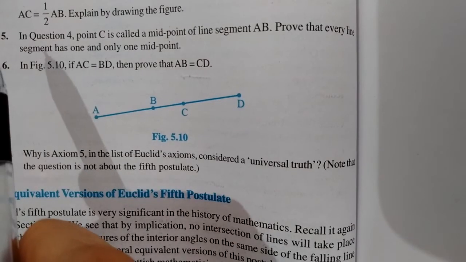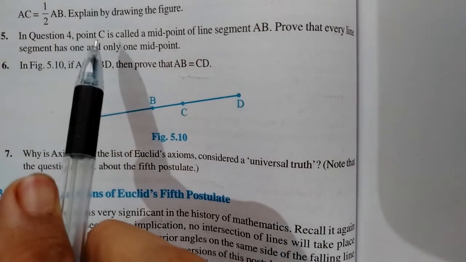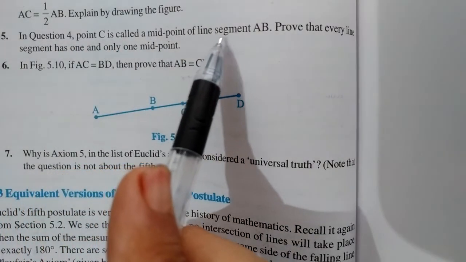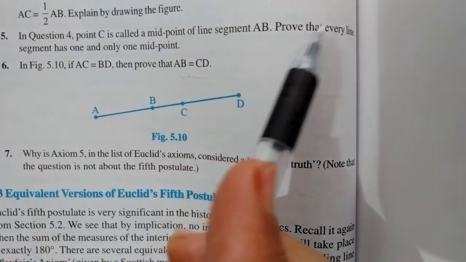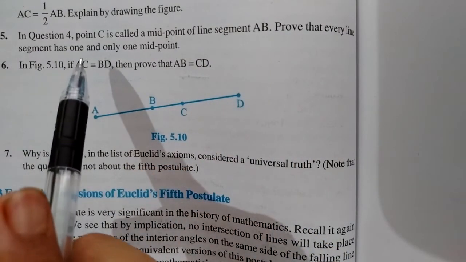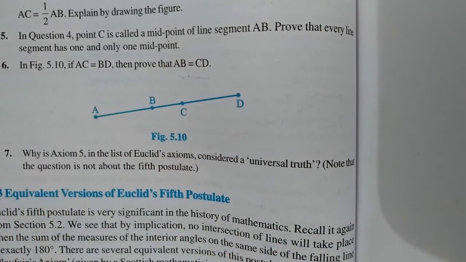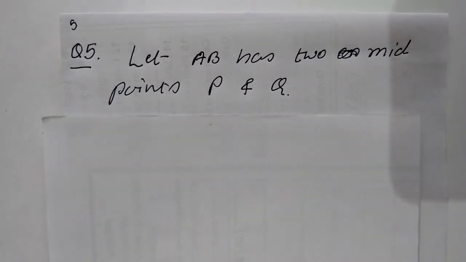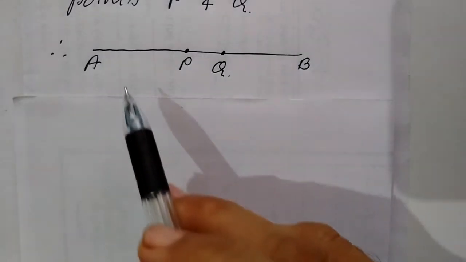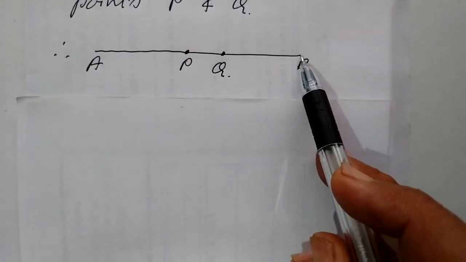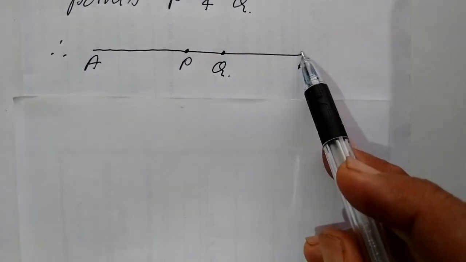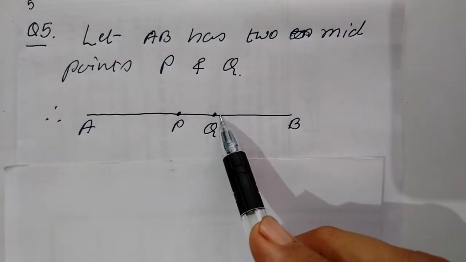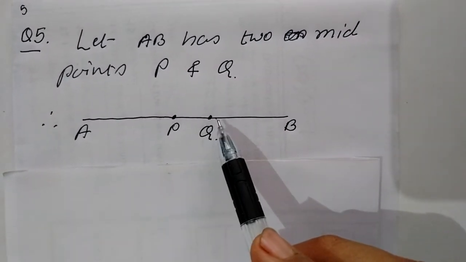Question number 5. In question 4, point C is called a midpoint of line segment AB. Prove that every line segment has one and only one midpoint. That we want to prove. Let AB has two midpoints, P and Q, children. So figure will be like this. A and B, AB is a line segment which has two midpoints, P and Q. That we are supposing.